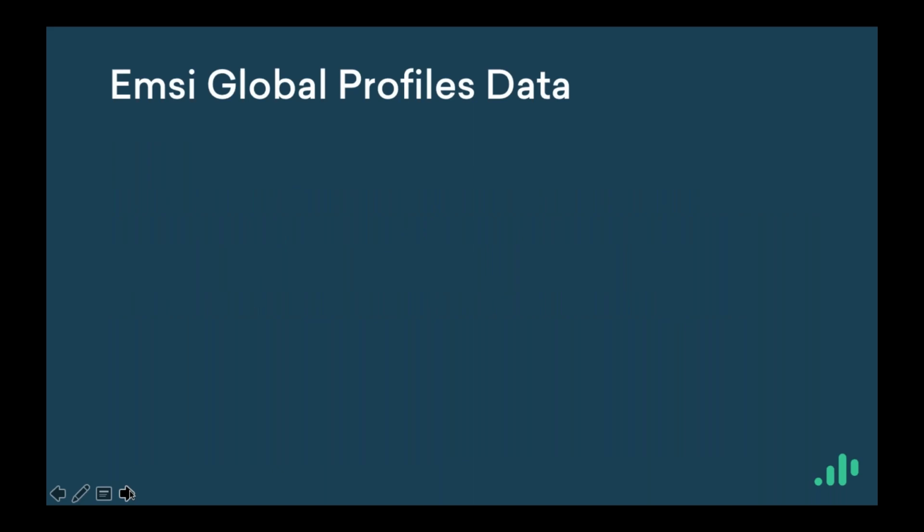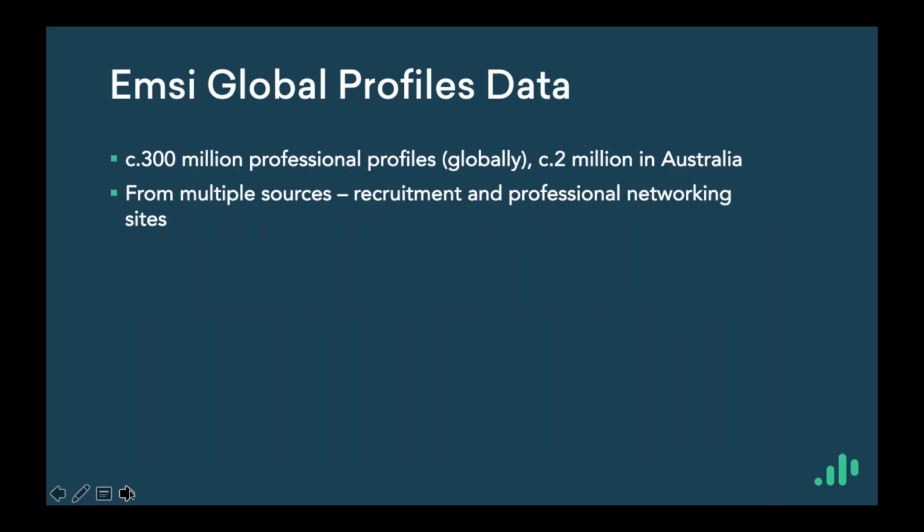Now then, the data that I'm specifically referring to in today's webinar is the Emsi Global Profiles data. Now, this is a huge global data set. It's drawn from a number of different sources and then processed and deduplicated, etc. These sources are largely self-reported, coming from recruitment and networking services and systems, including professional networking websites and recruitment websites, and also information that is being directly submitted into recruitment systems and recruitment services.